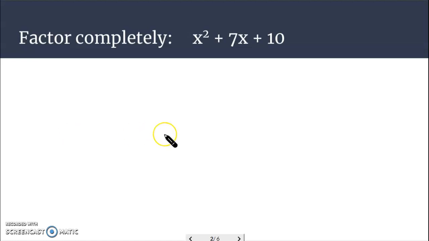Welcome back, everybody. Today we're going to be talking about factoring quadratic trinomials. Just a reminder, quadratic trinomials: the highest exponent is 2 and they have 1, 2, 3 terms. That's why we call it a trinomial.